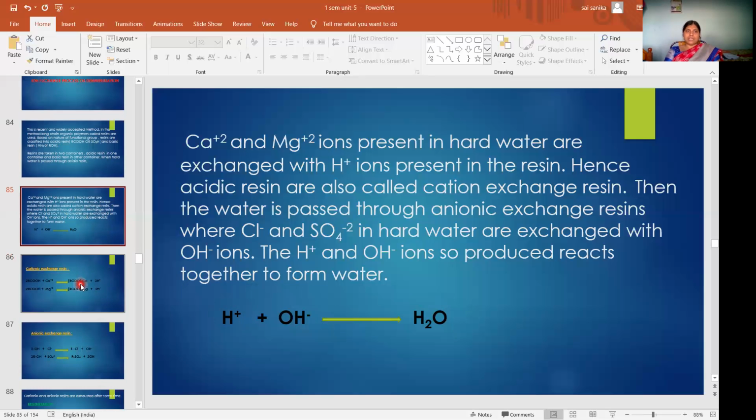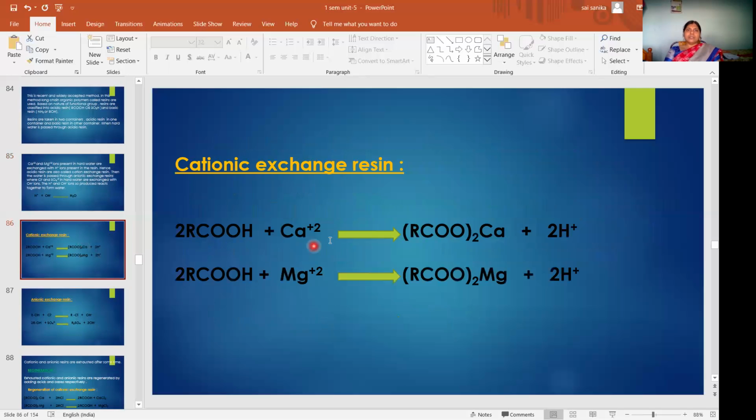So here we'll see the reactions. When you pass hard water onto the acidic resin, this is the acidic resin. These may be the cations present in the water. They will take these cations and liberate H plus ions. That means these H plus ions are exchanging with calcium and magnesium ions like this. Calcium resin and magnesium resin will be formed and H plus ions will be formed. This is the cation exchange resin reaction.